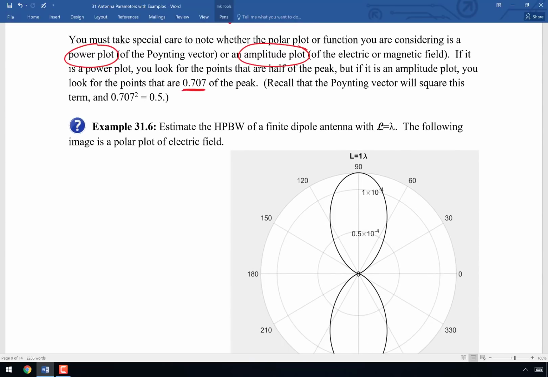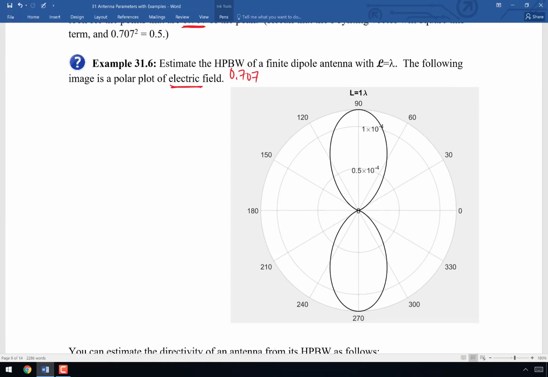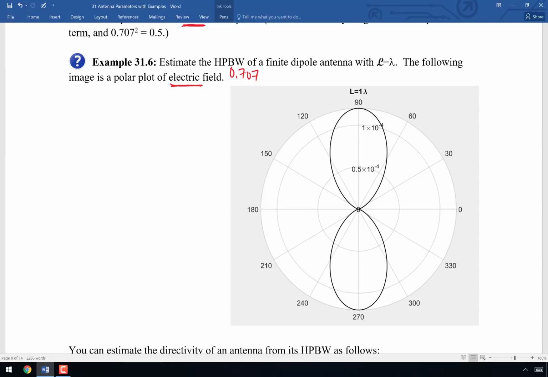So here we have a polar plot of electric field. Right away, as soon as I see that, I know I'm looking for points that are 0.707. I've chosen a particular finite dipole antenna where the length of the antenna is equal to the wavelength of the signal. You can see right off the bat that this seems to be narrower than the plot was for the infinitesimal dipole. I'm going to solve it graphically, but I'll mention that I generated this figure using MATLAB, so I have access to the numbers and can see precisely what they are.